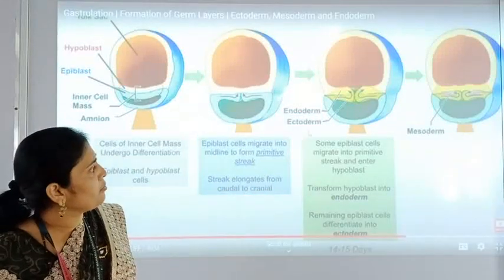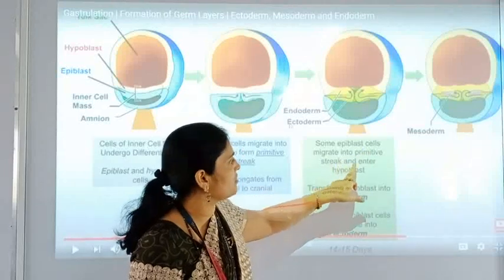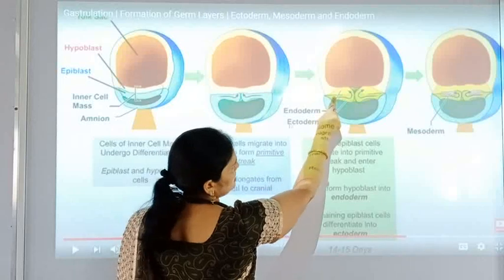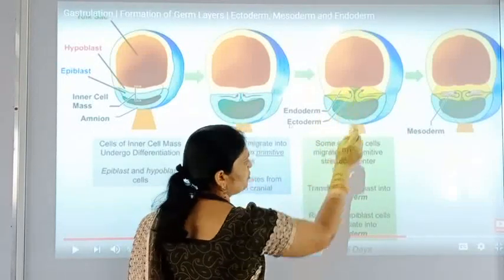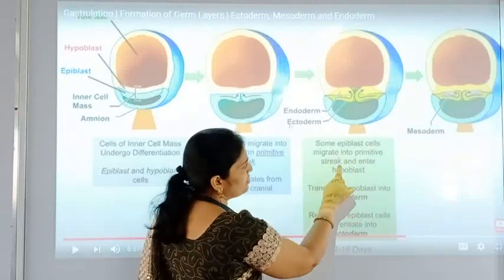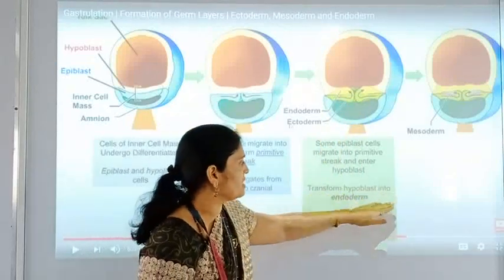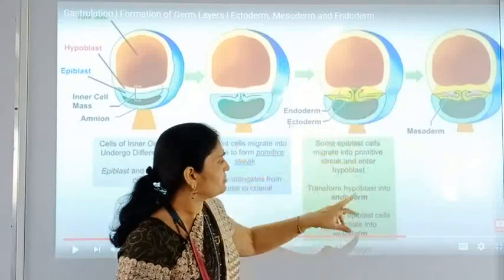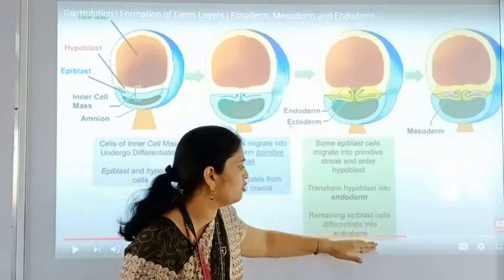And after that, if we look, see what happens here: some epiblast cells migrate into the primitive streak and enter into the hypoblast. So here this epiblast layer, this primitive streak, is entering into the hypoblast region. Some epiblast cells migrate into the primitive streak and enter into the hypoblast and then transform the hypoblast into the endoderm. So here there is transformation of this hypoblast into the endoderm and the remaining epiblast cells differentiate into ectoderm.